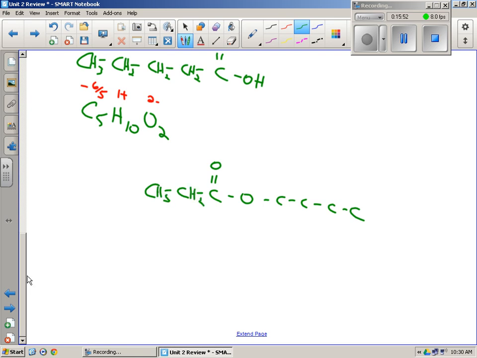So, fill in the rest here. CH3, CH2, CH2, CH2, CH2, CH3, and the formula for that one works out to be C7H14O2. Same thing, 1 pluses, 2 minuses, so that's 14 positive and 4 minus, so that's 10 positive. So this has to be a negative 10, so it's negative 10 sevenths, because negative 10 sevenths times 7 is a negative 10. Good? All right. Next one.